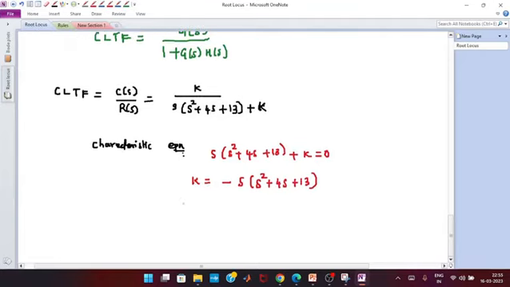I hope you could understand, right? So now, minus s into s² is s³. s into 4s is 4s². So 4s², and 13 into s is 13s. So this is the value of k.